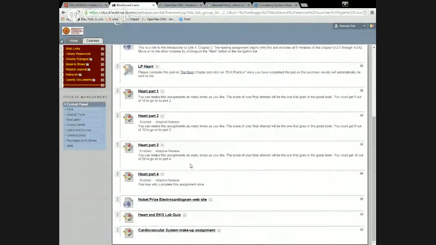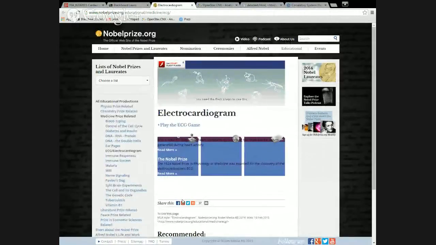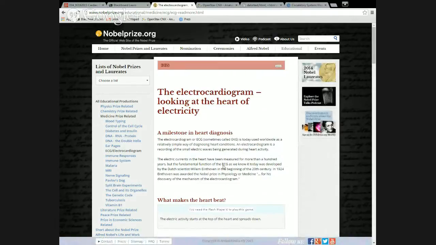Okay, so in the heart folder, weekly folder, there's a link here to the Nobel Prize Electrocardiogram website. This is a very similar website to what we looked at last week with the blood and the blood typing game. And in fact, if you want to go to the blood typing site, it's right there. But this one is on the electrocardiogram. Now, I've really not figured out why, but their web pages don't quite work correctly in Chrome or Firefox for that matter. But down here, kind of hidden white on white, is a link to an article, just like with the blood typing. And I just want to point out some things here.